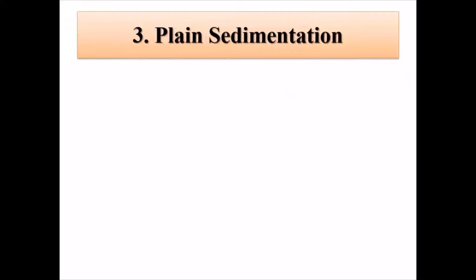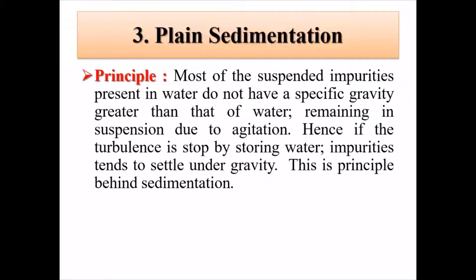Then the next treatment is plain sedimentation. The main object of plain sedimentation is to settle the impurities to the bed of the sedimentation tank with the help of specific gravity. The principle of plain sedimentation is that most of the suspended impurities present in water do not have specific gravity greater than water, remaining in suspension due to agitation. Hence, if the turbulence is stopped by destroying the water, impurities settle under gravity. This is the principle behind sedimentation.